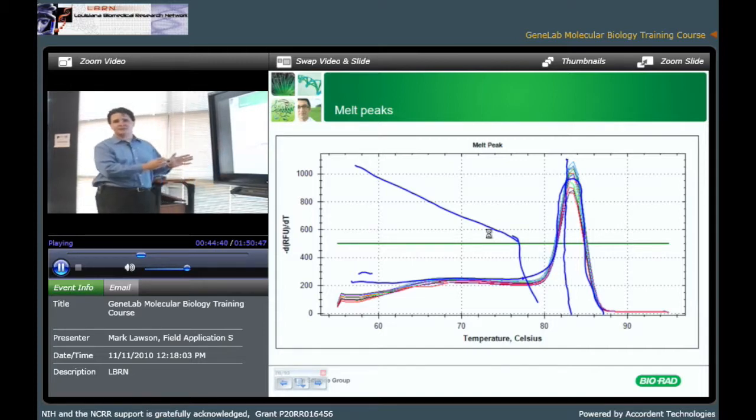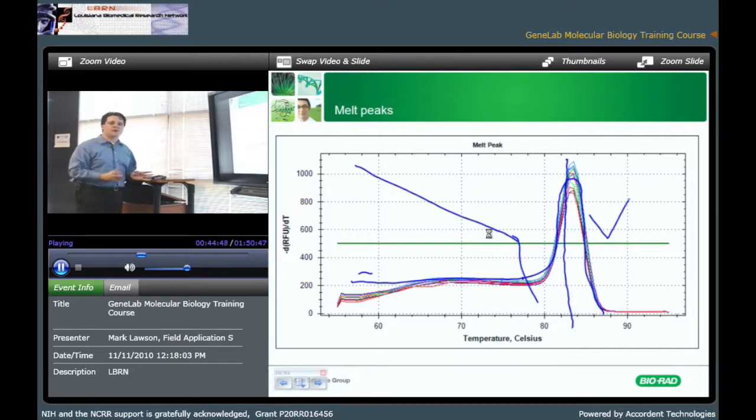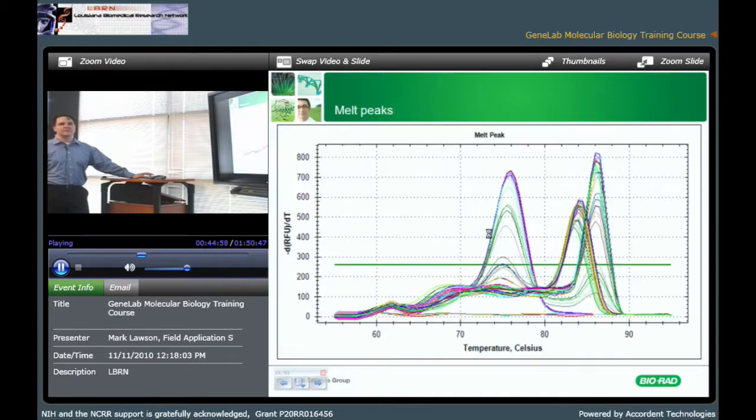But I can't calibrate this to molecular weight. So all I'm looking at here is just a giant check. Good product. And I know it's a good product because I have a single high temperature melt peak. Those are the two factors I'm looking for, single peak and high temp. What's high temp? Here's bad data.